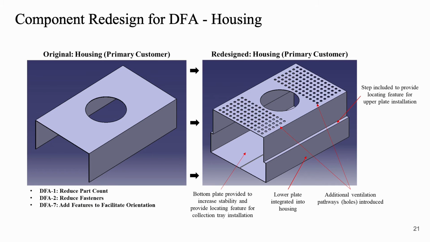The housing unit was redesigned for assembly. This included design changes such as including a bottom plate to increase stability and provide a locating feature for the collection tray, integrating the lower plate into the housing, adding additional ventilation holes, and adding a step to provide a locating feature for upper plate installation.